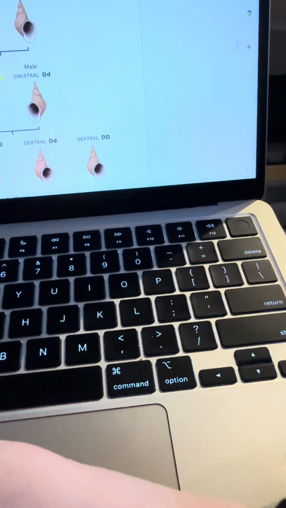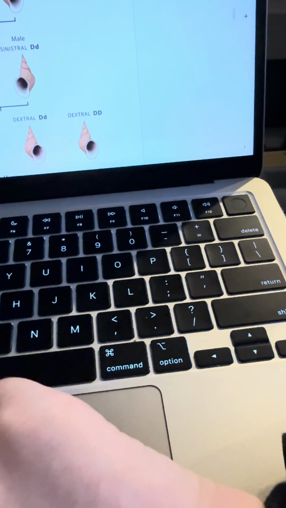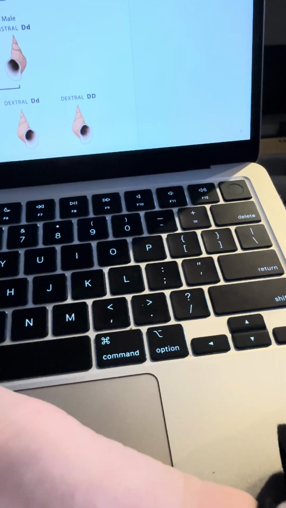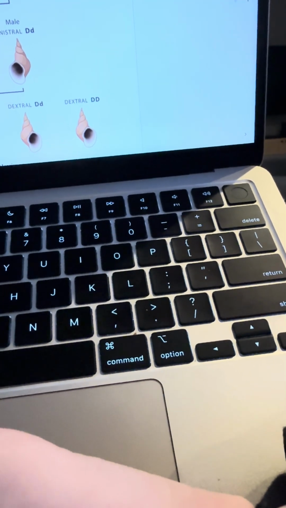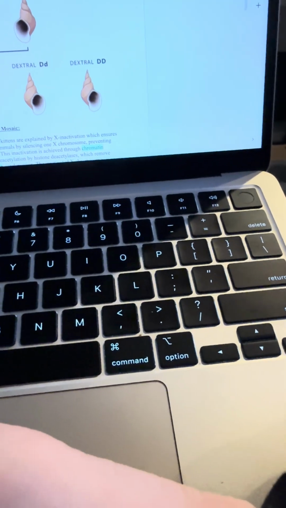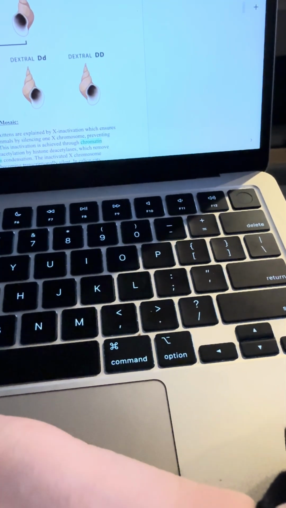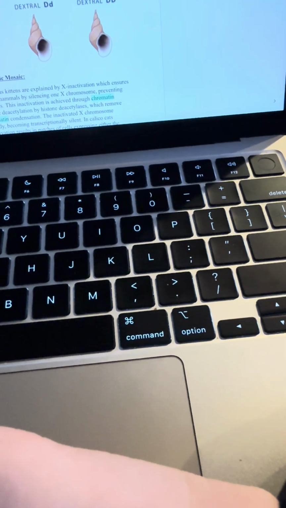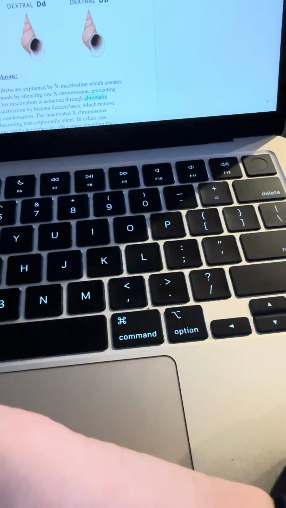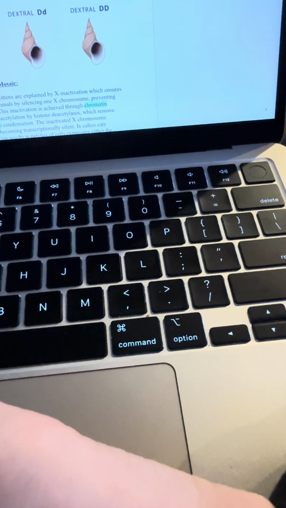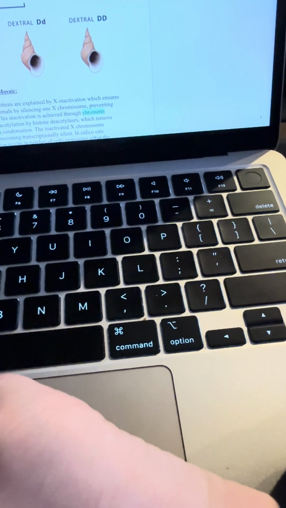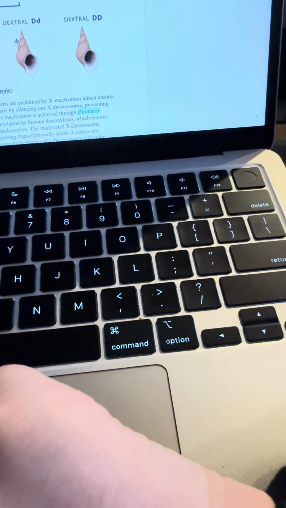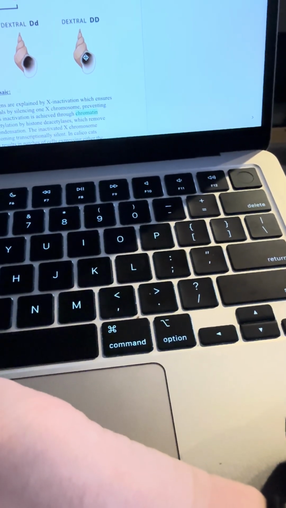The cross would be female sinistral, little d, male dextral, big D, and the offspring of that would be female sinistral, big D, male sinistral, big D, and that offspring would be dextral, little d, dextral, big D, dextral, big D, and then dextral, big D.